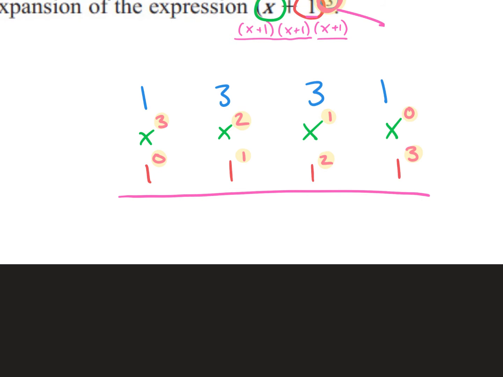Whatever your degree is, it adds up to that. So now we multiply the columns together. We start with our first column. So we have 1 times x to the third power times 1 to the power of 0. What's 1 to the power of 0? Just 1. And then what's 1 times x cubed times 1? Just x cubed. So you multiply the column together.